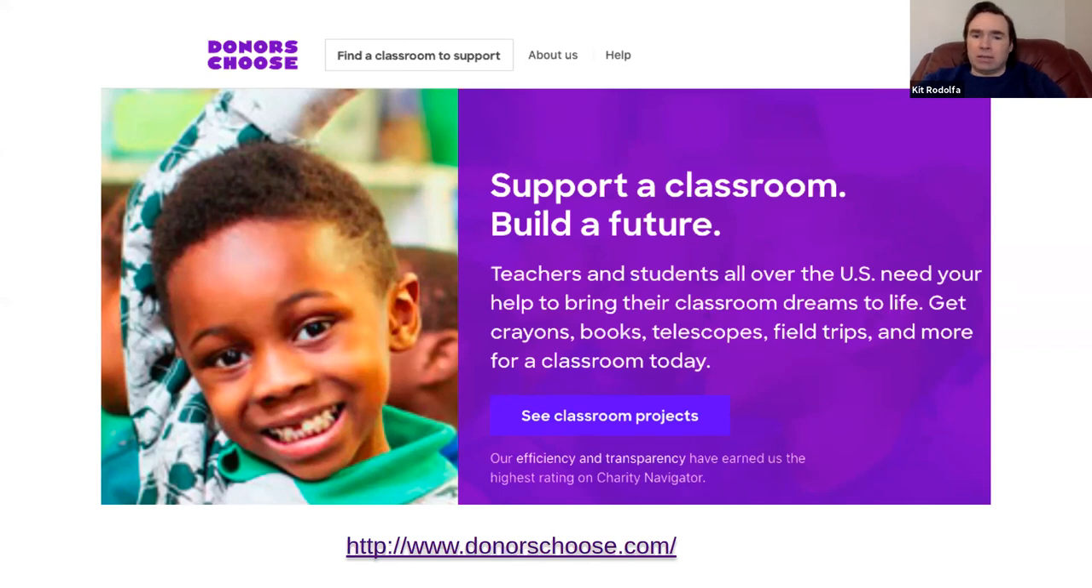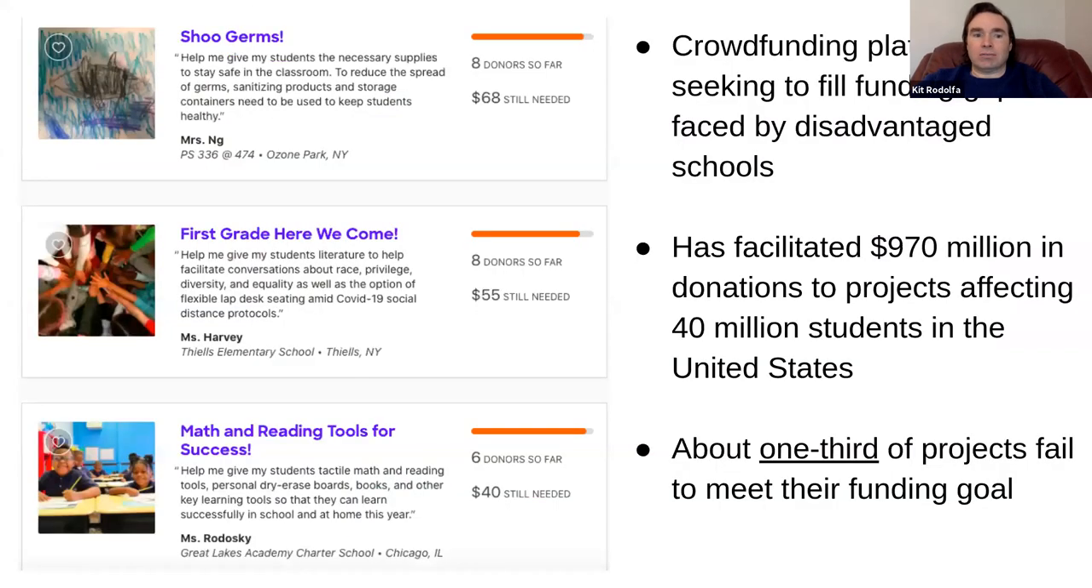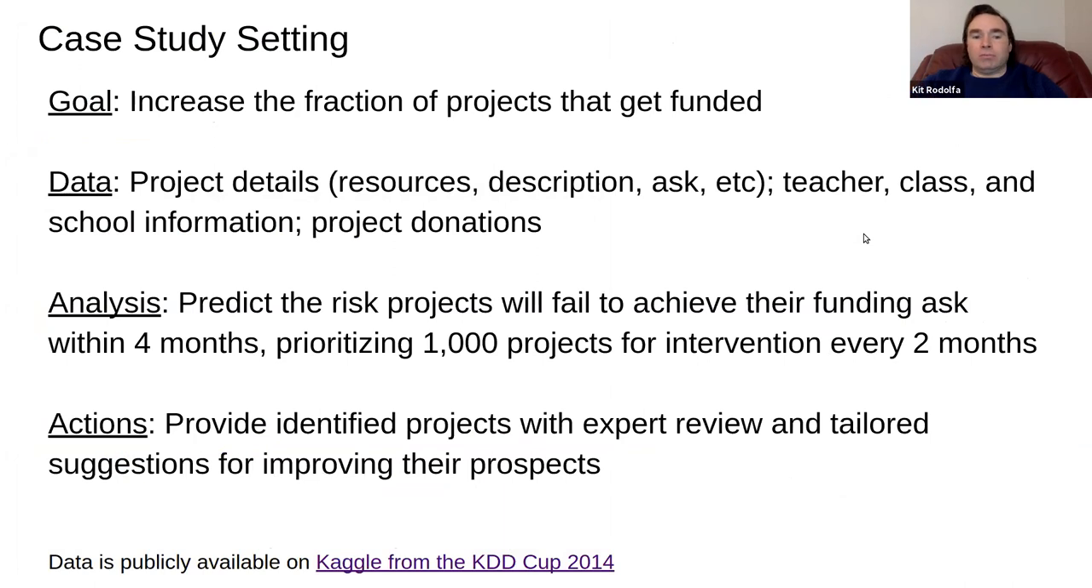Pedro, if you click to the next slide, there are some quick stats. They've already facilitated nearly $1 billion in donations, affecting 40 million students, so they're at a pretty large scale. But even so, about a third of the projects fail to meet their funding goals and go unfunded. Next slide: they made a lot of their data publicly available for the KDD Cup in 2014. If you go to the slides on the website, you can link out to the raw data itself.